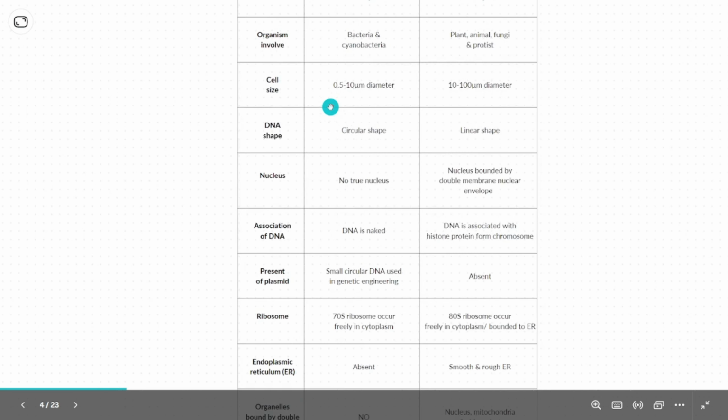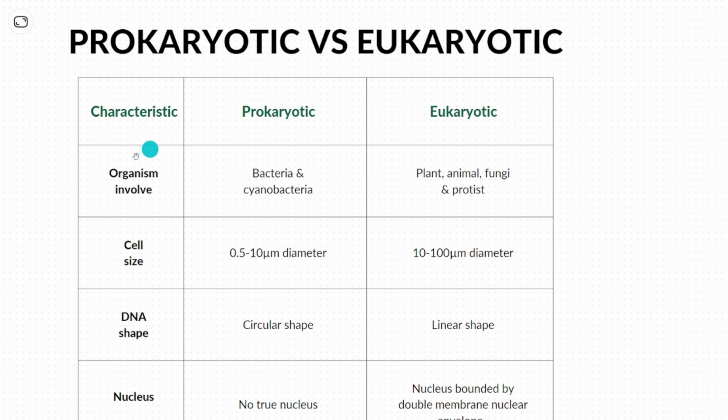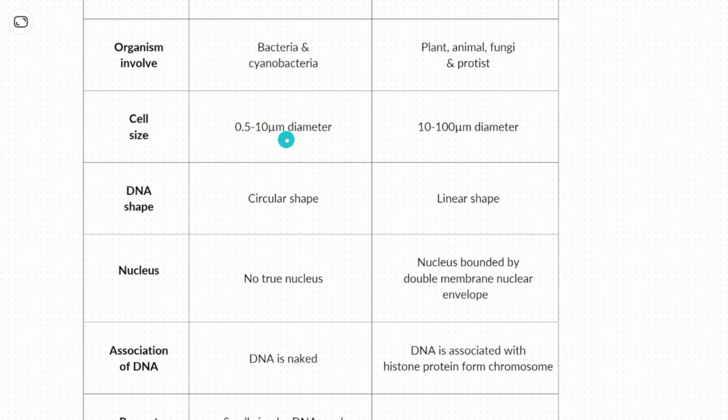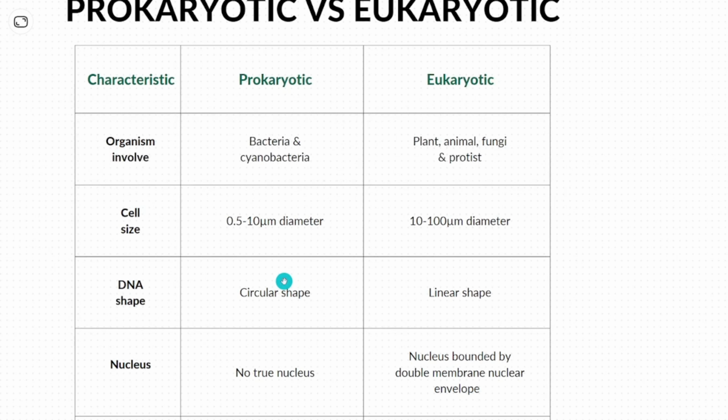So now we go to more detail. Okay, you can see here, as I mentioned before, organism characteristic: prokaryotic are bacteria and cyanobacteria. All the bacteria and cyanobacteria are considered as prokaryotic, and eukaryotic, like us, animals, all the plants, and also fungi, and also some protista, are considered as eukaryotic. As I mentioned, cell size: prokaryotic is smaller and eukaryotic is larger. And DNA shape for prokaryotic is circular, but in eukaryotic it is linear.